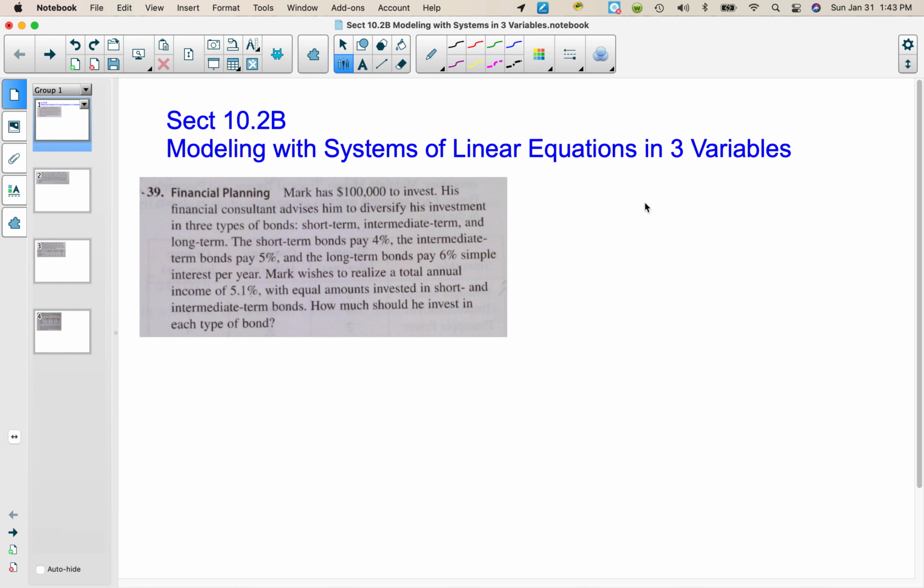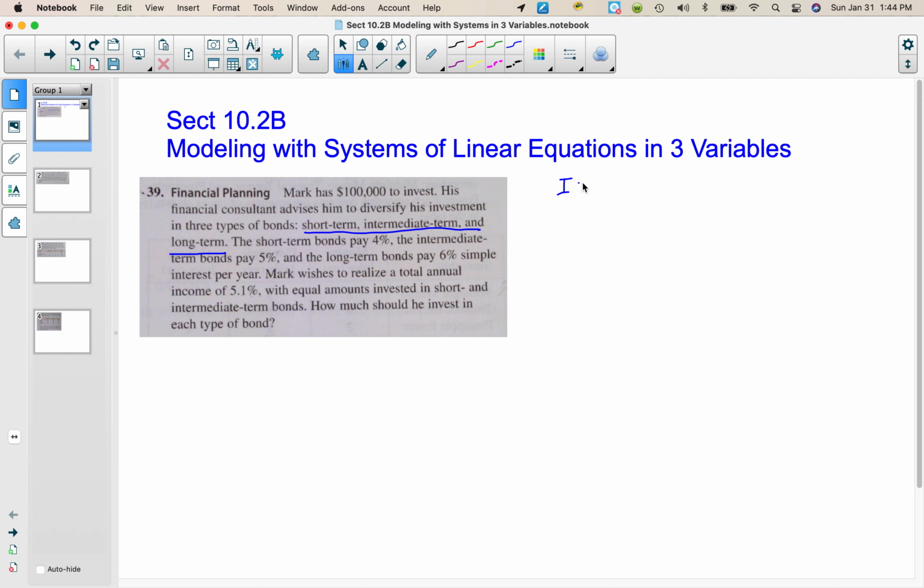So today we're going to be looking at modeling with systems of linear equations in three variables. So here we go. Mark has $100,000 to invest. His financial consultant advises him to diversify his investments in three types of bonds: short-term, intermediate term, and long-term. The short-term bonds pay 4%, the intermediate term bonds pay 5%, the long-term bonds pay 6% simple interest.